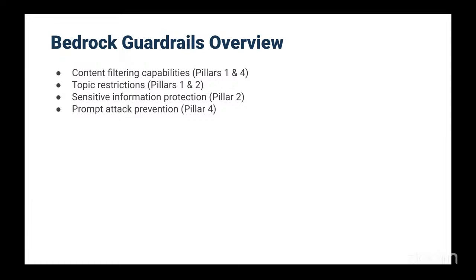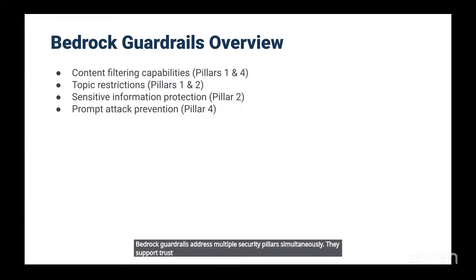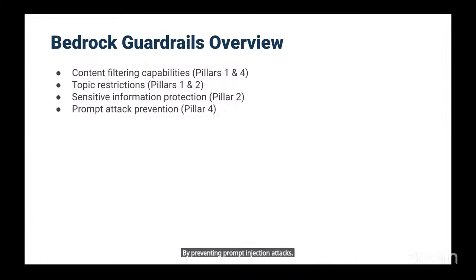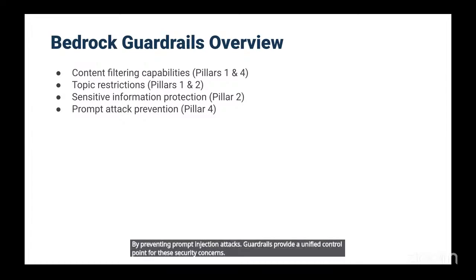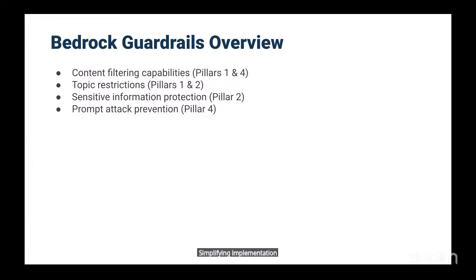Bedrock guardrails address multiple security pillars simultaneously. They support trust and governance, pillar 1, by enforcing content policies and topic boundaries. They handle data protection, pillar 2, by filtering sensitive information. And they are crucial for threat detection, pillar 4, by preventing prompt injection attacks. Guardrails provide a unified control point for these security concerns, simplifying implementation while maintaining comprehensive protection.